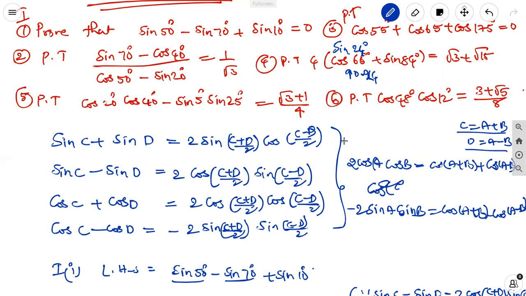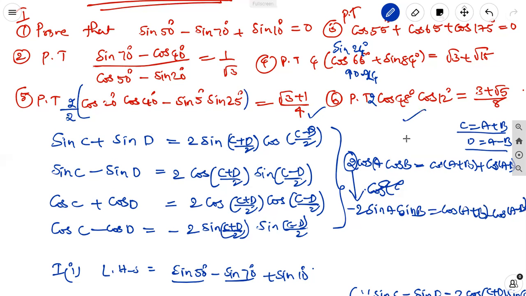Okay, for that we need 2, so we can multiply with 2 and divide with 2. We are reduced to these two formulas. After simplification we are getting root 3 plus 1 by 4. Here we know that 2 cos C cos D means 2 cos A cos B, that is cos of A plus B plus cos of A minus B.